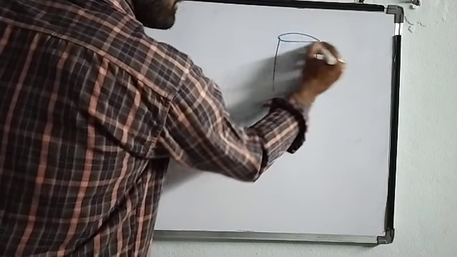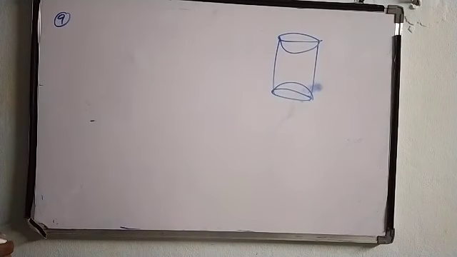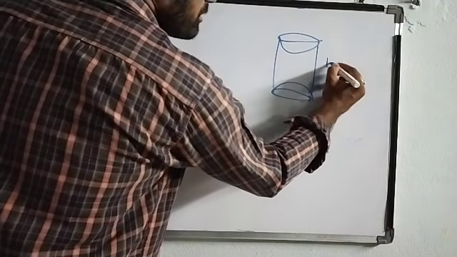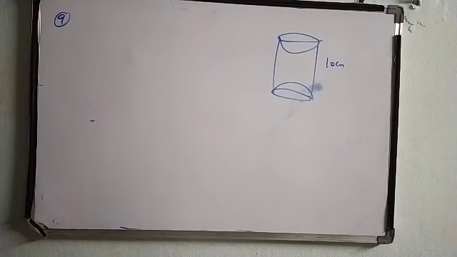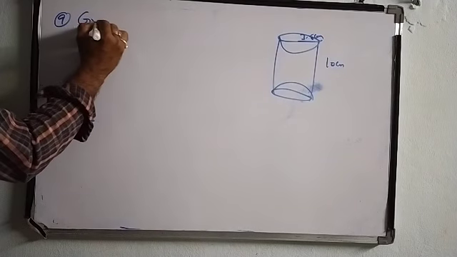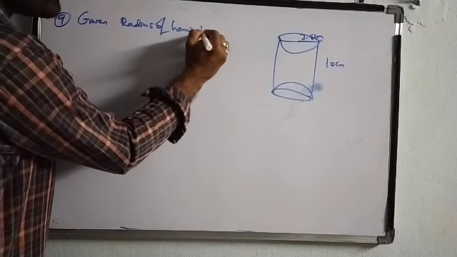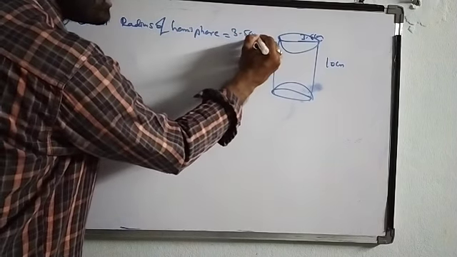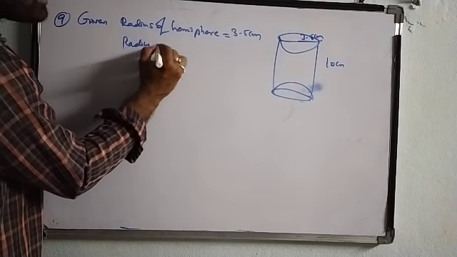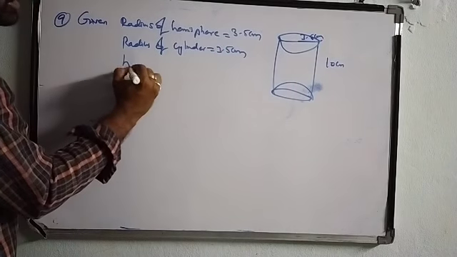So in the 9th question, the figure is already there: a cylinder with two hemispheres, whose dimensions are: height of the cylinder is 10 centimeters and base radius is 3.5 centimeters. So given radius of hemisphere and cylinder are both the same. So radius of hemisphere is 3.5 centimeters, radius of cylinder also 3.5 centimeters. Height of cylinder 10 centimeters.